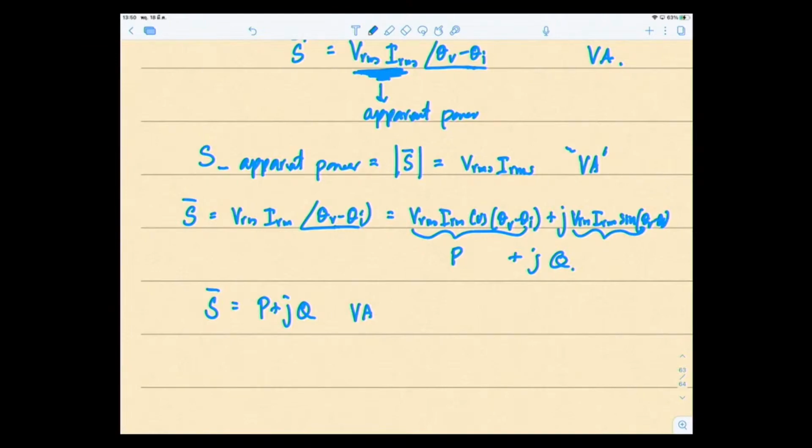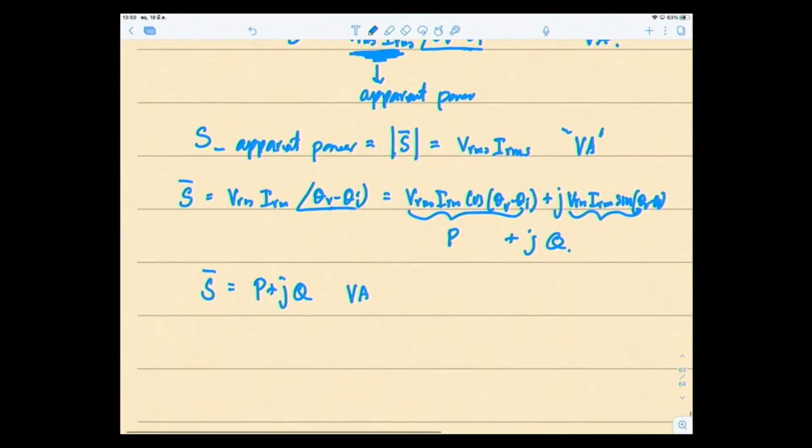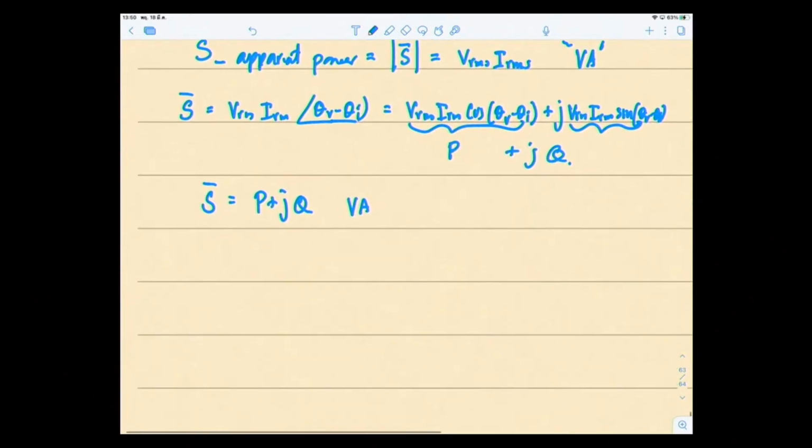Well, for the power, why do we need power factor corrections? I will show you the reason why we need the power factor correction. Let's say, so why PF is important.